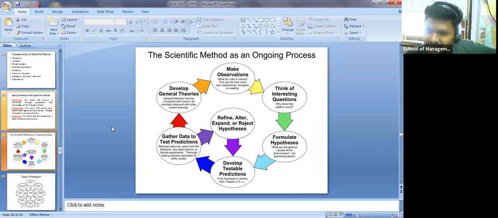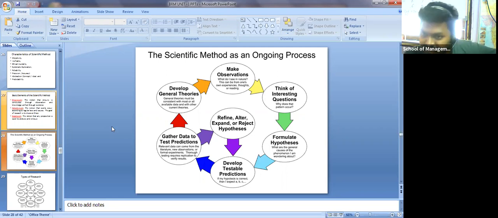So you predicted something. For that you have to get some information, right? You should get some information. So how are you going to get the data? Gather data to test predictions. I say to you, relevant data has to be collected.